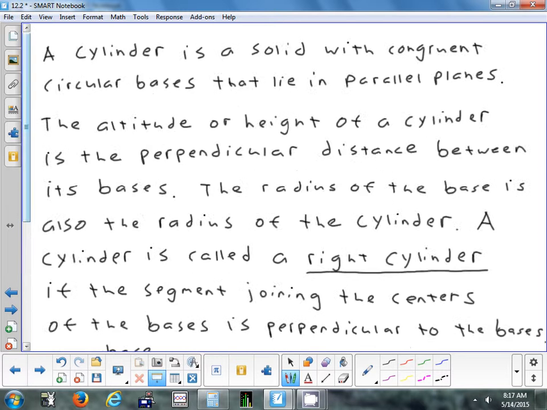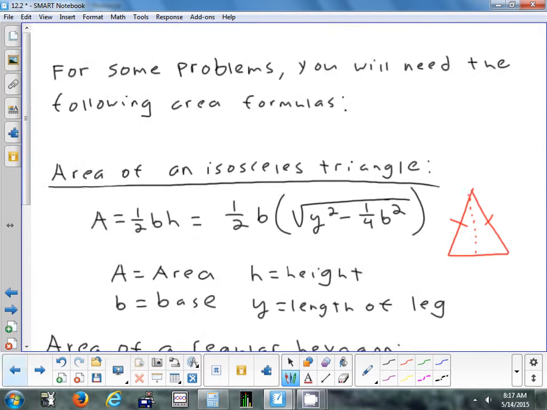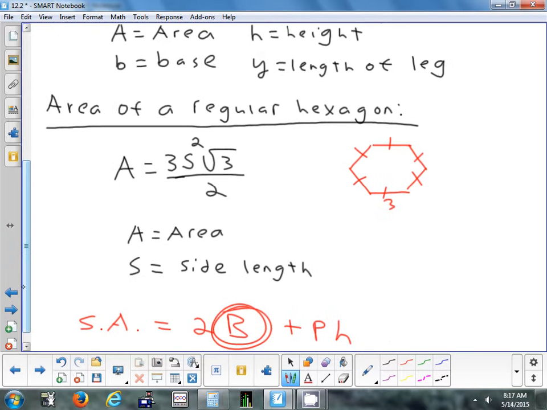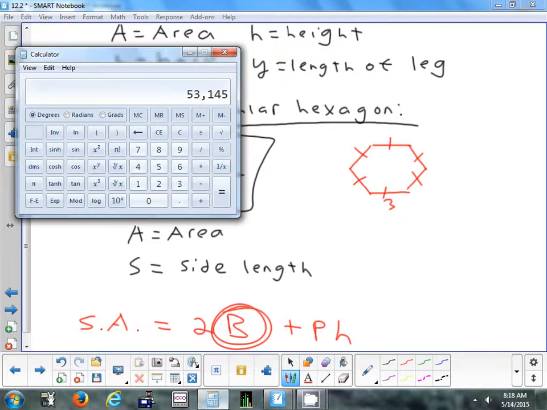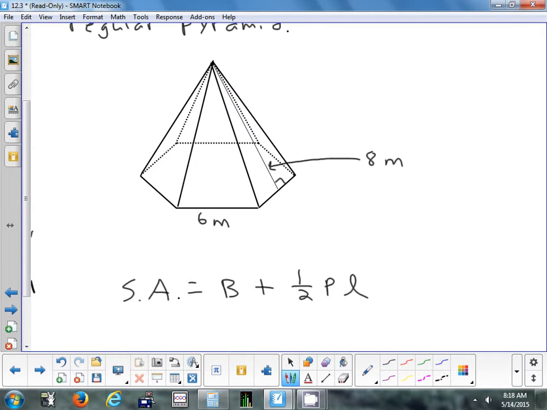So this was all cylinders. Okay, that's for an isosceles triangle, right here. Area of a regular hexagon: 3s squared times the square root of 3, divided by 2. So let's just write that down. 3s squared, square root of 3, over 2. It's the area of a regular hexagon. To me, that's the only part of this problem that's tough. You've got to know that formula.